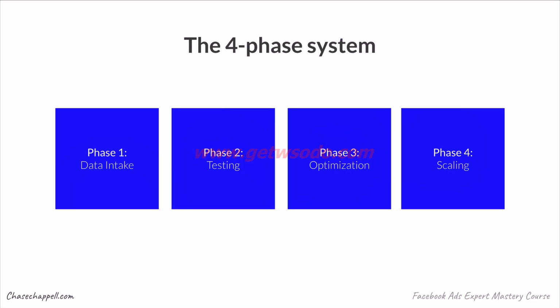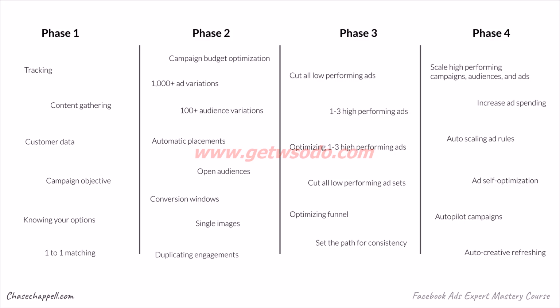Now, to get a better understanding of this 4-phase system in greater detail, I've split the 4 phases into 4 separate columns, each highlighting some of the different topics, methods, and processes involved in each individual phase. We will be covering each of these topics in full. We will understand the relation between each of these phases, topics, methods, and processes.